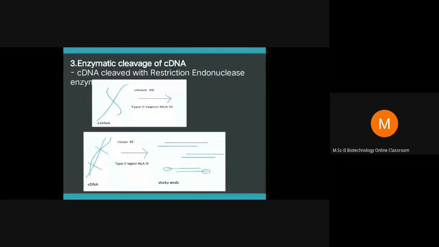Third step, enzymatic cleavage of the cDNA. cDNA is cleaved with an enzyme known as a restriction endonuclease, which is a type 2 restriction endonuclease enzyme. For example, NlaIII, it is a type 2 restriction enzyme. So this will cleave the cDNA into short fragments, and these fragments are of 250 base pairs with sticky ends on both sides.